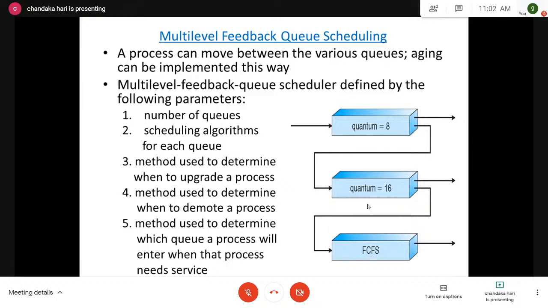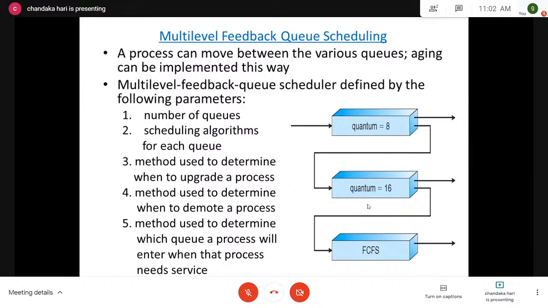Now, in order to practically implement this algorithm, what are the different parameters you need to consider? Number one, the first very important thing is the number of queues: how many queues you want to maintain. First of all, you need to decide how many queues there will be. Number two, what is the scheduling algorithm of each and every queue? In this, I have used round robin scheduling. In this, I have used round robin scheduling with time quantum 16. In this, I have used first come first served scheduling. So the second very important thing is that you need to decide the scheduling algorithm of each and every queue.